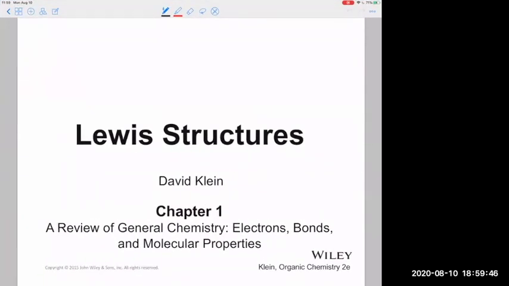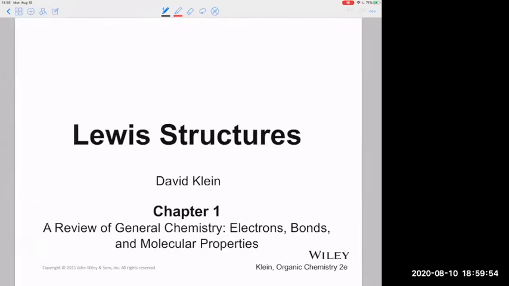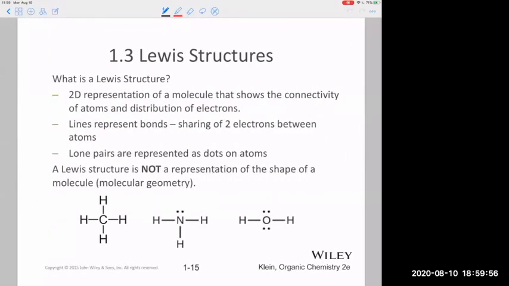All right, so now we're going to talk about Lewis structures real quick. This is sort of our beginning point for drawing molecules here. So first, what is a Lewis structure? Here's an example down here, just so you know what we're talking about. These are 2D representations of molecules. They show the connectivity of atoms and the distribution of electrons.